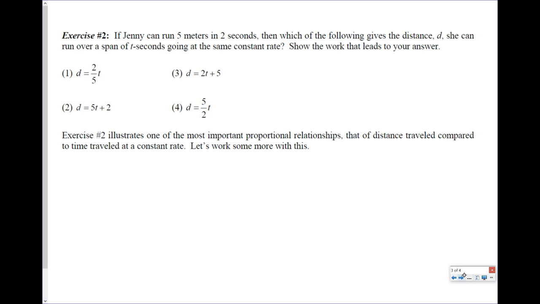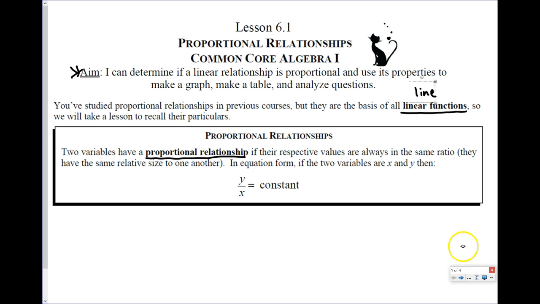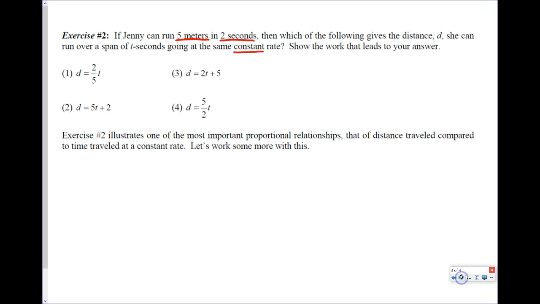If Jenny can run 5 meters in 2 seconds, and that's important, so I'm going to underline that. 5 meters, that's our original rate. So 5 meters in 2 seconds. Then which of the following gives the distance she can run over a span of t seconds, going at the same constant rate? So we're talking about proportion. So a constant rate means that x over y we talked about, right? So I'm going back here. See how we say, we can set up a proportion. If it's a constant rate, it's going to be the one variable over the other variable. So one of my variables is meters and the other is seconds. So I can start to create a proportion to figure out this problem.